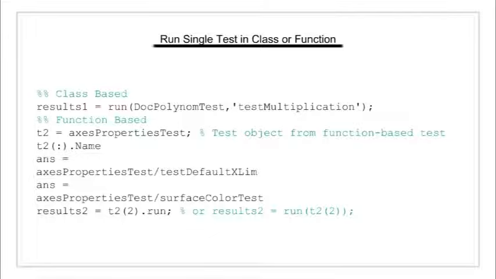For example, in the access properties test, this function-based test file will return the test array. I am going to first see the name for each of the test cases by using the name field with dot notation. The result will show both the test names in sequence. Now I know that the surface color test is at index 2. So I'm going to index the T2 test case object with 2 and, using the dot notation run, I'm going to run that particular test. It will look something like this, T2 with indexing of 2 dot run, to run that second test case, that is the surface color test.